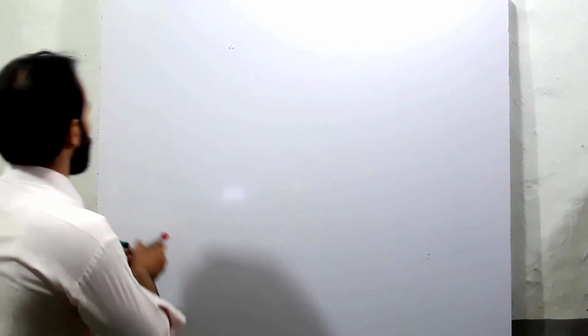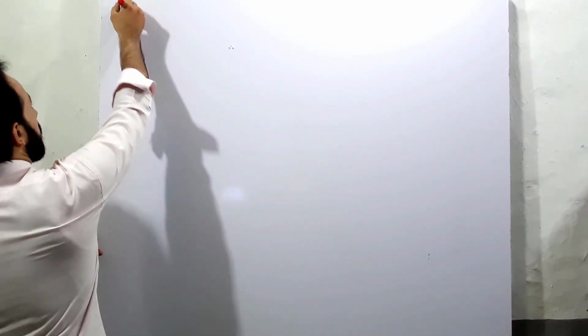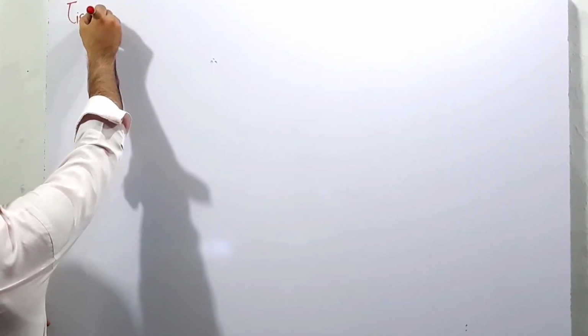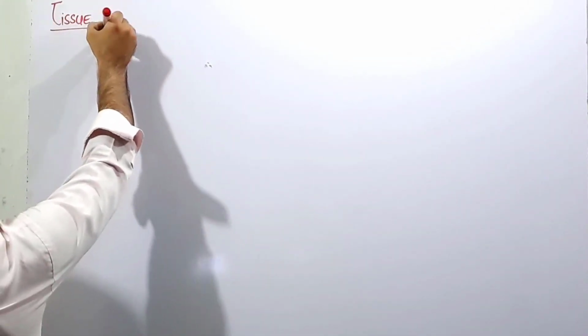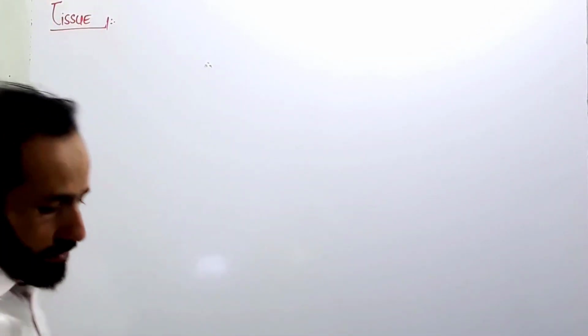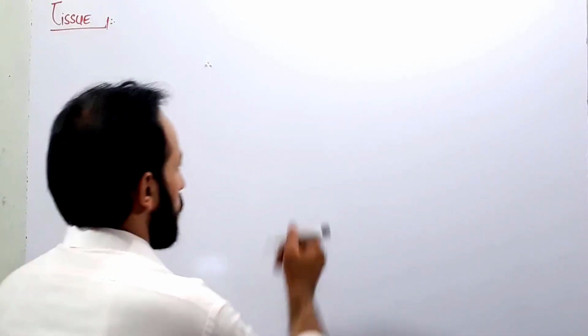So let me introduce the tissues and then we will go for the types of the tissues. We will discuss the anatomy of each tissue in big detail, inshallah. So let's go for it. First of all, let me write here: tissue. What is tissue? Right, friends, in our body, as you know, we have cells.